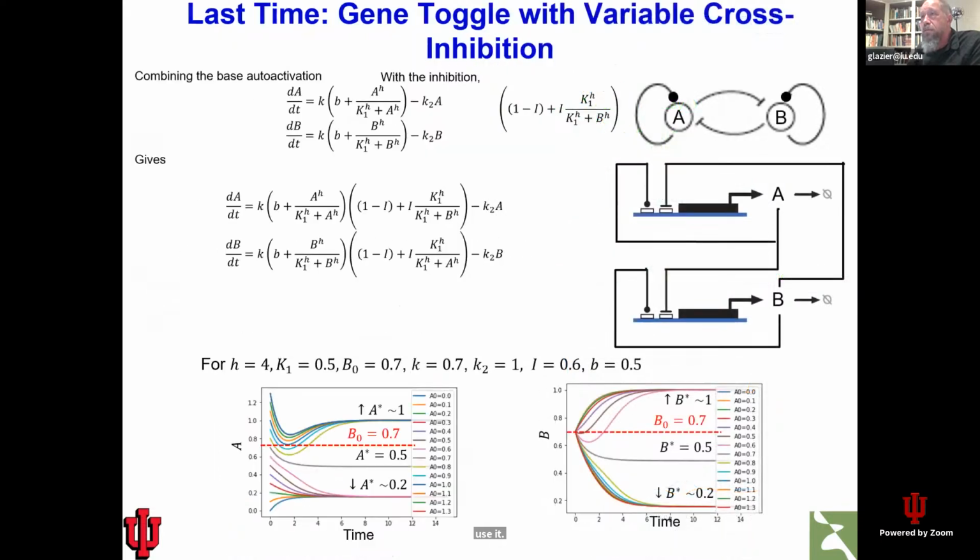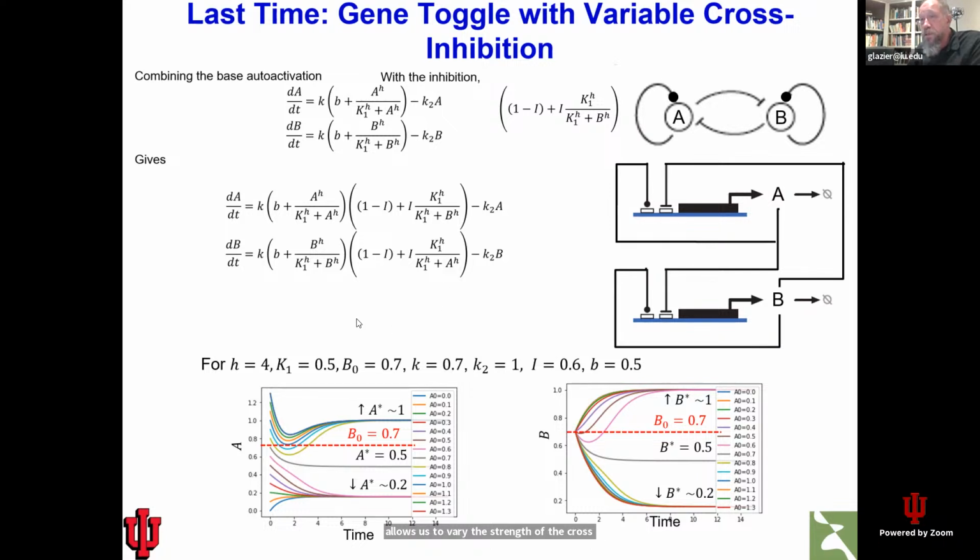Okay, and then we spent most of last week talking about the toggle, cross-inhibitory toggle. We wrote down the base auto-activation case for A and B. We wrote a general form for inhibitory coupling with a Hill function where we had a variable strength of that inhibition. So I equals 1 means we have maximal inhibition. I equals 0 means we have no inhibition. It allows us to vary the strength of the cross-inhibitory coupling.